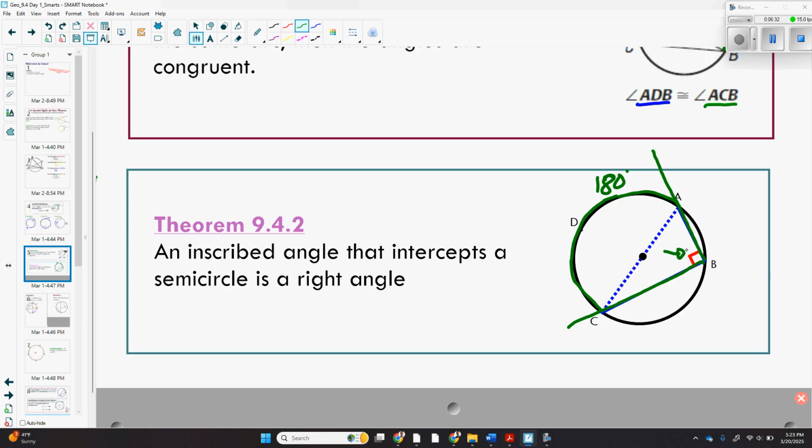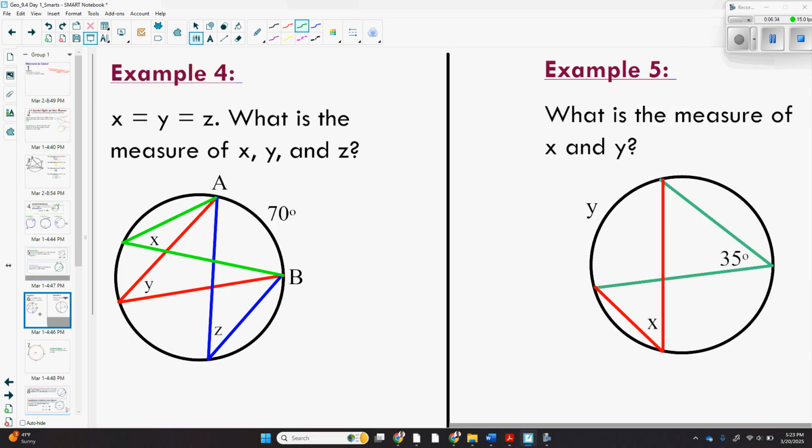All right, example 4 says x equals y equals z. What's the measure of x, y, and z? Well, again, you can see they color-coded them for you. They all intercept the same arc, arc AB, which is 70. And so whether it's x, y, or z right here, those are going to be half. So if I take 70 divided by 2, half of 70 is 35 degrees.